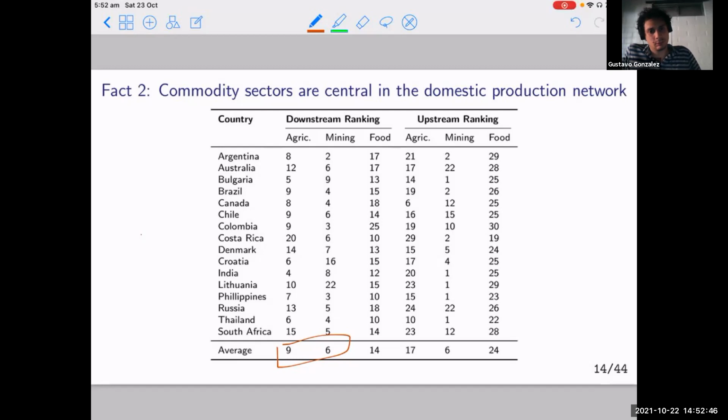But we also find that in terms of upstream, and especially the mining industry, mining is also super central in the economy. So mining sectors use a lot of financial services, wholesale trade, professional services, or other manufacturing industries in their production as well. So they demand a lot.